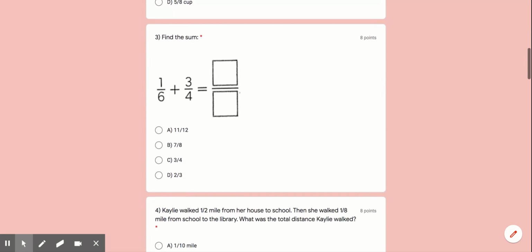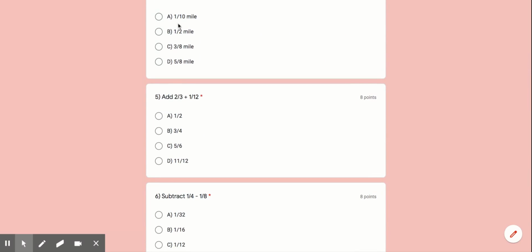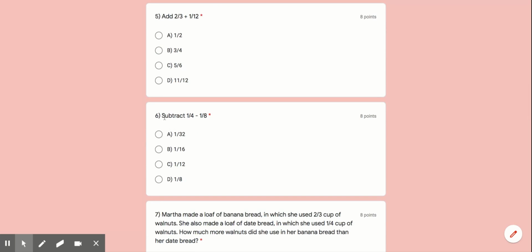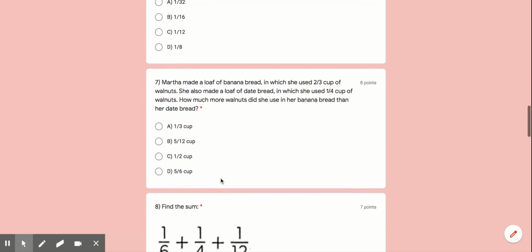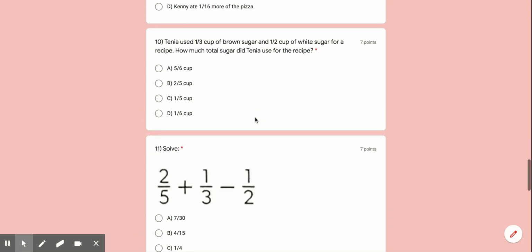The rest of these are going to be kind of like word problems. Remember, the way these are typed in is you've got this slash. That slash is your fraction bar. So number 5, it says add 2/3 plus 1/12. This is just another way to write fractions. Same thing number 6. Subtract 1/4 minus 1/8, and then you've got to solve it. You've got word problems with fractions in there, so make sure you're paying attention to those.